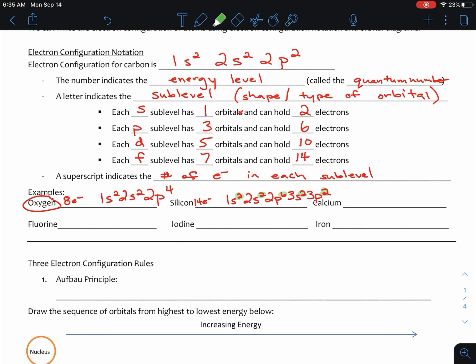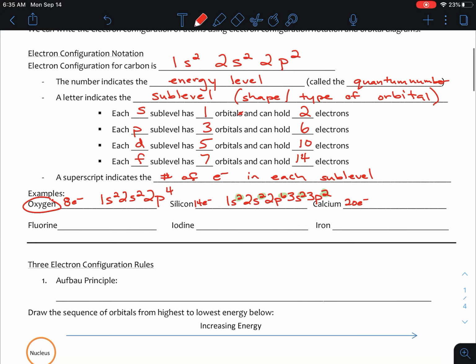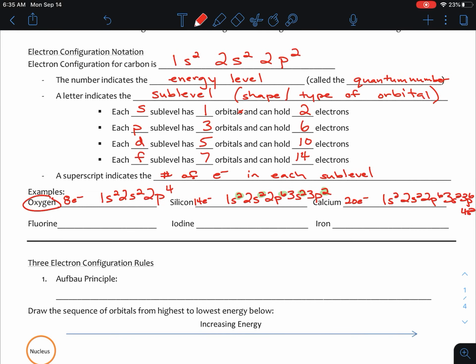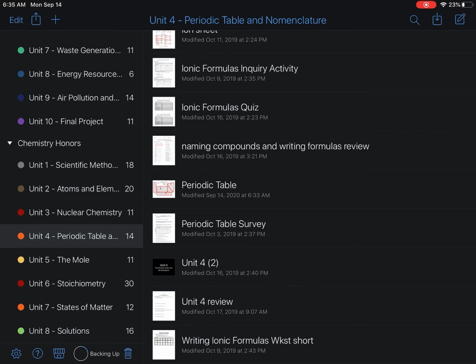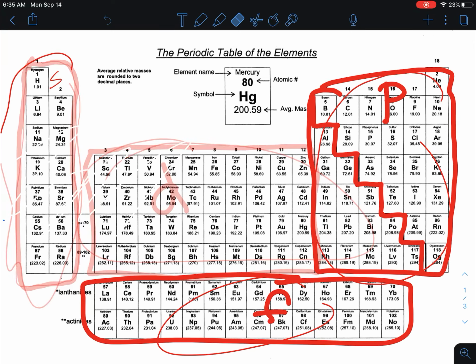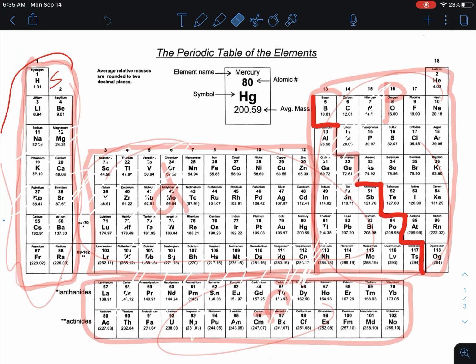Calcium has 20 electrons when it's neutral, so we're going to go with 20 electrons. You start off 1s2, 2s2, 2p6, 3s2, 3p6, 4s2. Something you may notice is that we don't have a 1p. We don't have other kinds of different levels that we'll talk about right now. If we're looking at calcium, calcium is number 20 on the periodic table.